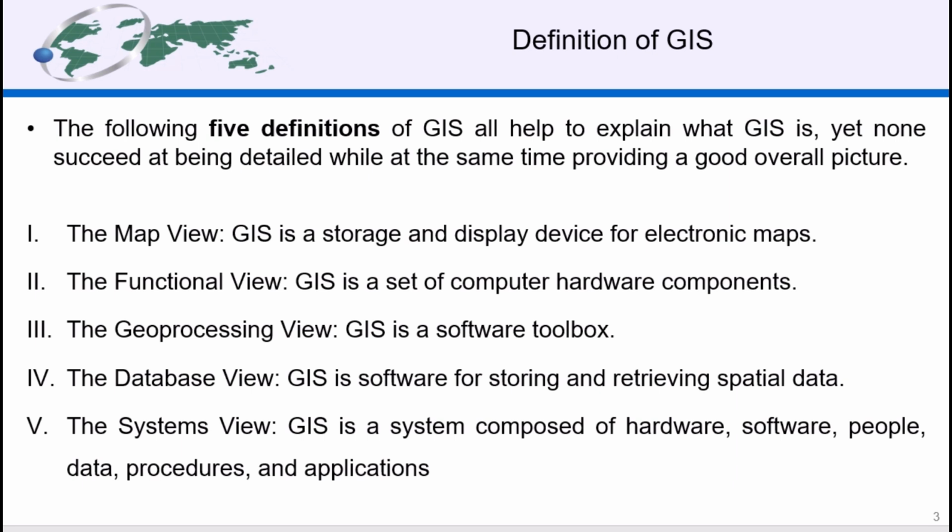GIS is seen in a map view, where GIS is a storage and display device for electronic maps. The functional view, where GIS is a set of computer hardware components. The geoprocessing view, where GIS is a software toolbox. The database view, where GIS is software for storing and retrieving spatial data. The system view, where GIS is composed of hardware, software, people, data, procedures, and applications.